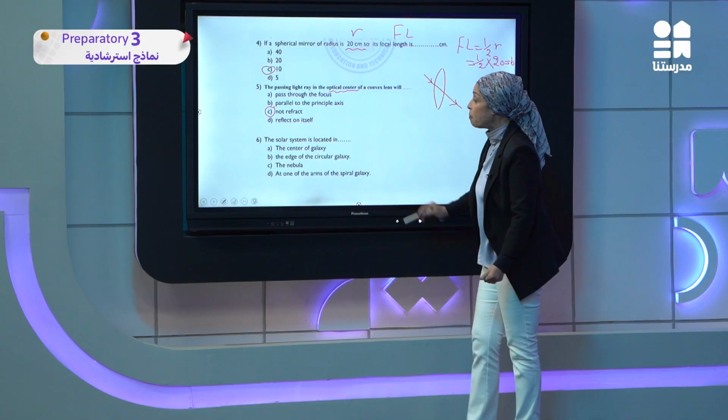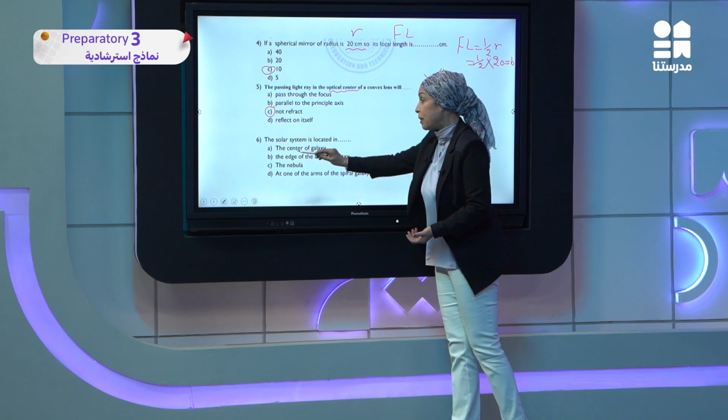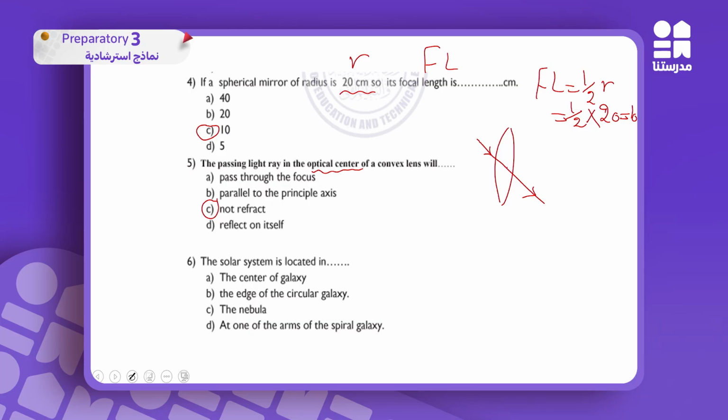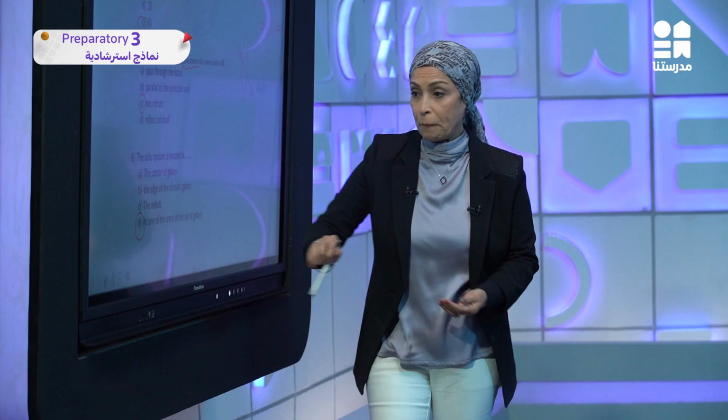The solar system is located where? All of you know the solar system is located. Is it at the center of the galaxy, or at the edge of the circular galaxy, or at the nebula, or at one of the arms of the spiral galaxy? Of course, the solar system is located at one of the arms of the spiral galaxy.